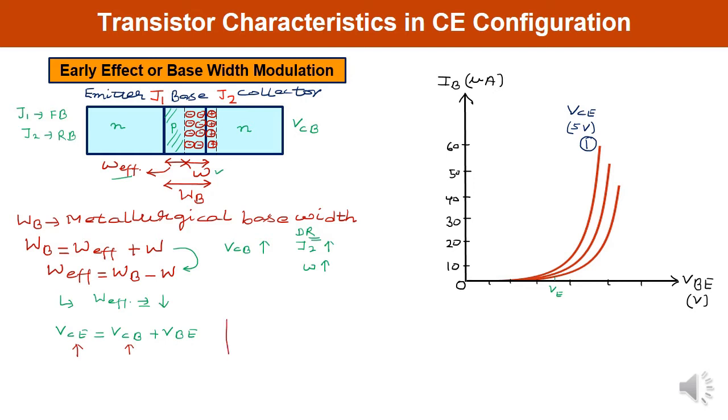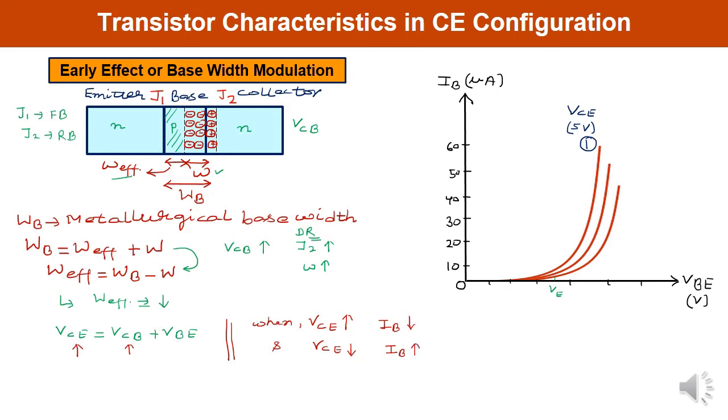It means when VCE is increased, VCB will also increase and IB will decrease, because less recombination will take place in the base region. And vice versa, when VCE is decreased, VCB is also decreased. So reverse bias potential at junction J2 is decreased. Now IB will increase. So this is how you can explain it.